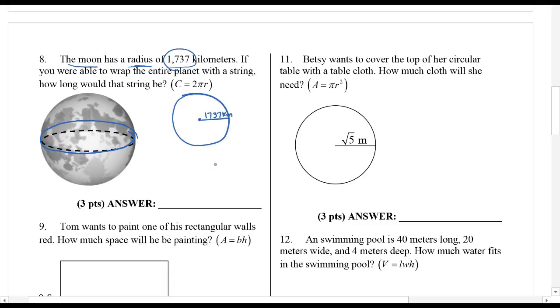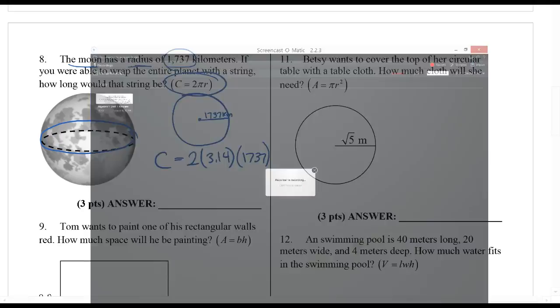All right, so we want to know how far it is all the way around. Well, all we're doing is finding the circumference, and we know the circumference is found by using this equation. So C equals 2 times pi. Remember, pi is just 3.14, and you can use exact pi in the calculator. And then the radius is given here, 1,737. So let's go to our calculator.